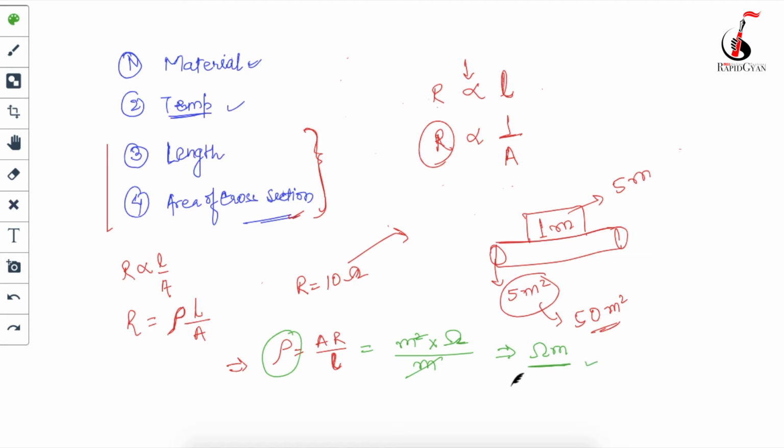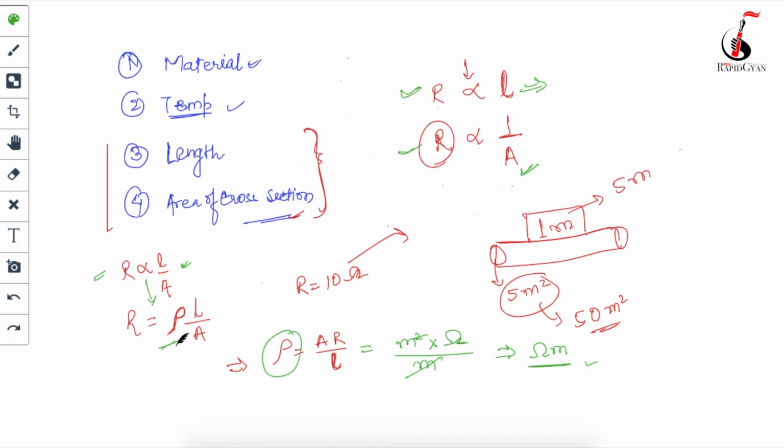Just remember this. And how have I calculated it? First thing, beta, the resistance is directly proportional to the length of the conductor. Resistance is inversely proportional to the area of the conductor. So I can write R is directly proportional to L upon A. And when I remove this proportionality sign, I will replace it with a constant. That constant is called resistivity.